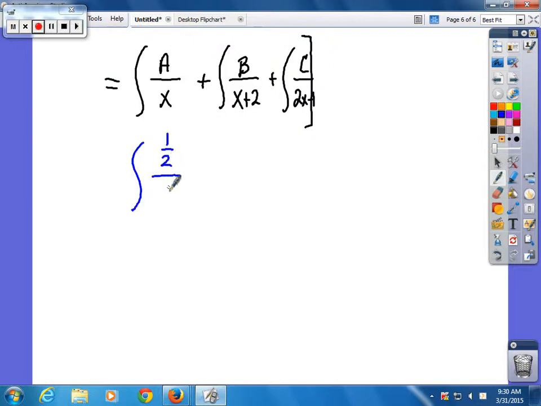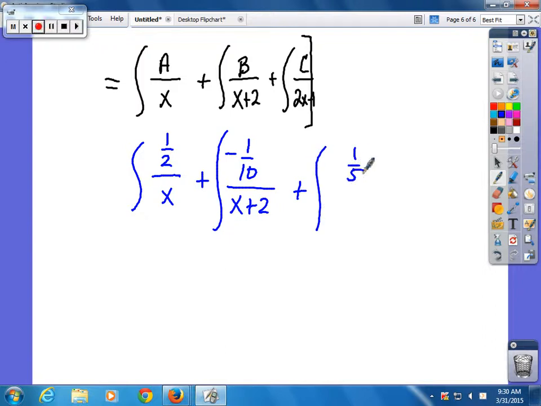1/2 over x plus negative 1/10 over x plus 2 plus 1/5 over 2x plus 1. Now, I didn't say go ahead and solve it in one step. I just said write down A, B, and C. Because I know somebody's saying, well, why don't you go ahead and go? Just do it step by step and quit trying to be a rocket scientist.